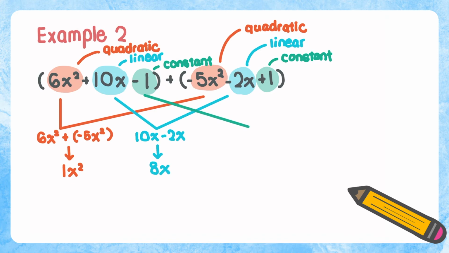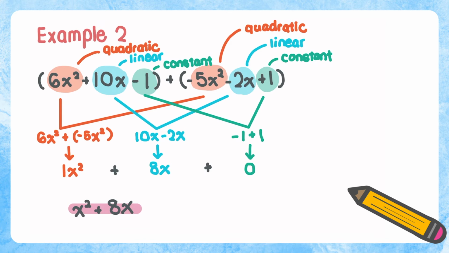And lastly, let's combine the constants together. So negative 1 plus 1, since they're opposites, they're going to cancel out and equal 0. So I have a 1x squared plus 8x plus 0. I'm going to rewrite that. You don't have to write the 1 before the x squared, so I have x squared plus 8x, and the 0 is gone. We don't write that down. So we have x squared plus 8x.